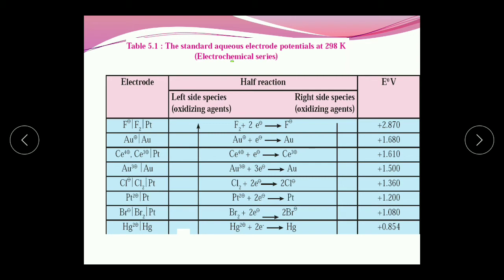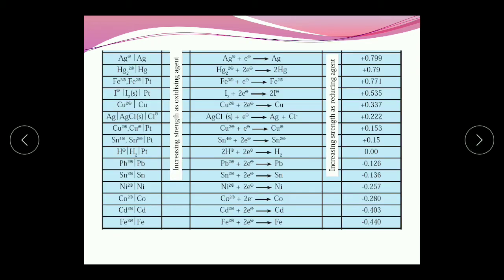Understood? Now, the middle part of the EMF series, you can see here hydrogen with zero potential. Above it, the positive value goes on increasing. Below it, the negative value goes on increasing. That means the tendency to reduce is decreasing. All these elements have less tendency to undergo reduction. They have a natural tendency to undergo oxidation. Hence, the negative value goes on increasing.